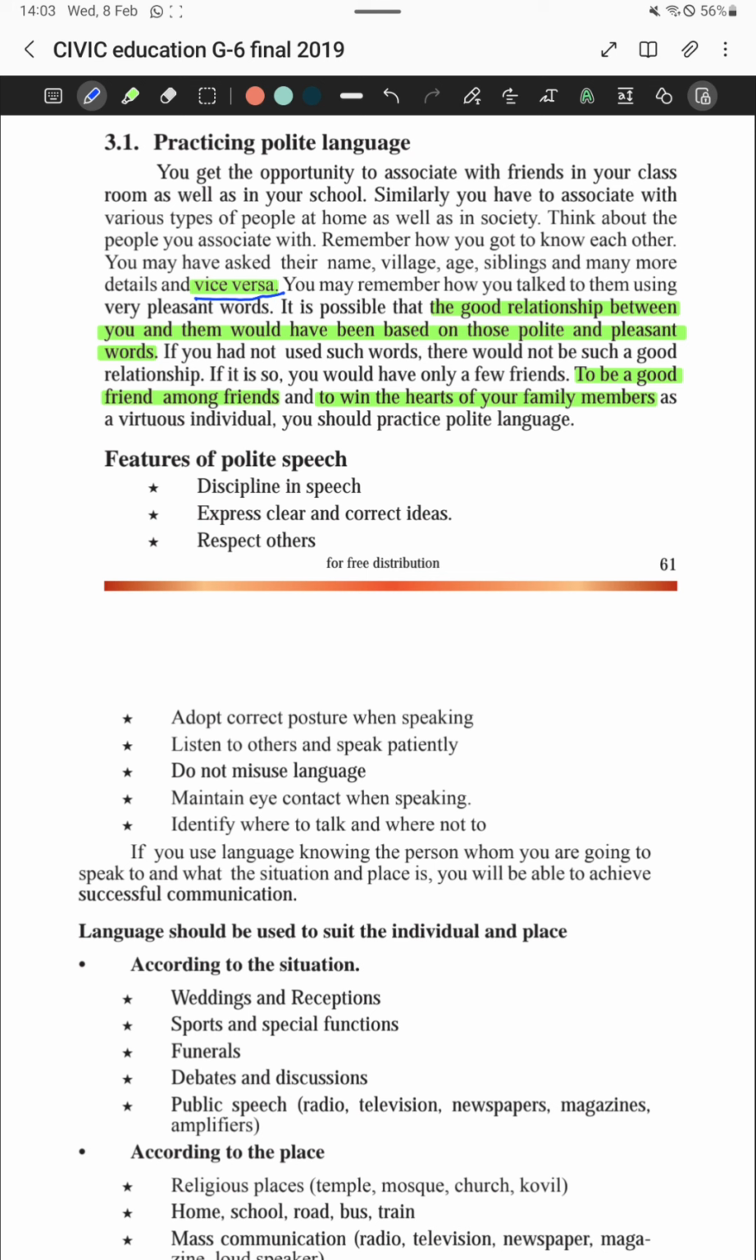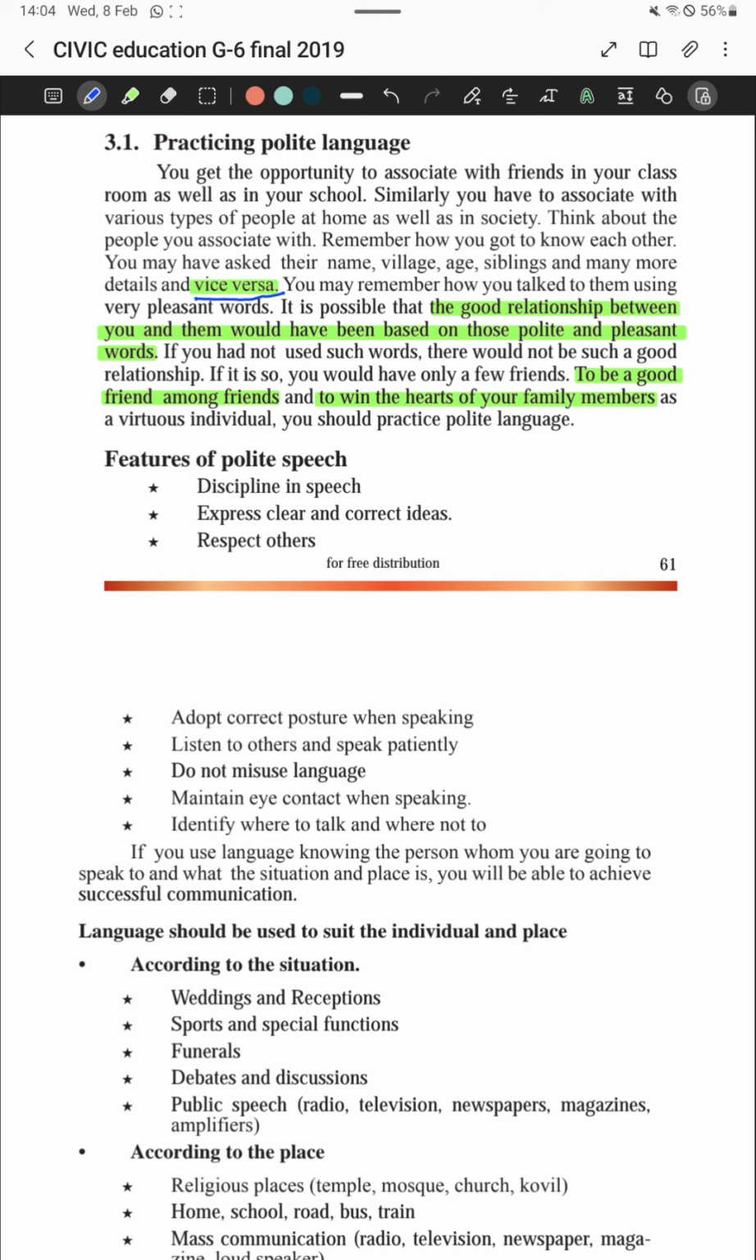So to be like that, the speaking ability, I mean the speaking of good language or using a polite language, is a help for you to develop your future career without any problem in the society, right?